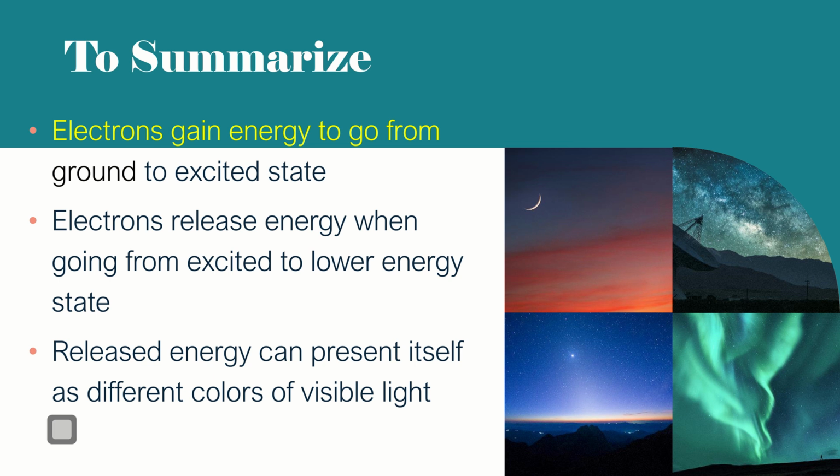So again, one last time, electrons gain energy going from a ground state, which is their lowest energy state, to an excited state. When they release energy, they go from an excited to a lower energy state, and they will release that in the form of light.